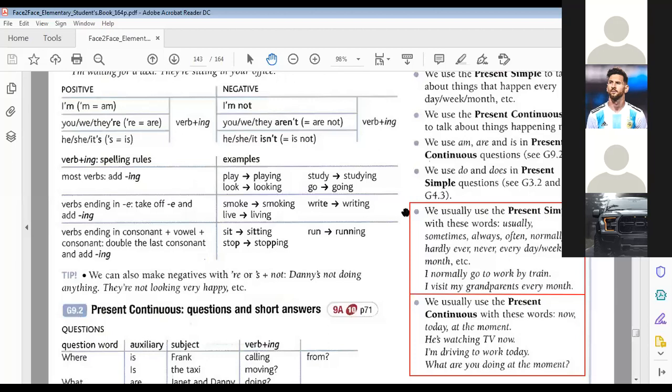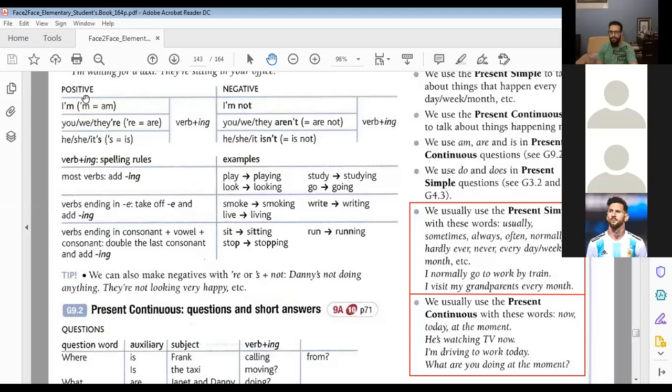Okay, the first rule, Abdulrahman, can you read the first rule, please? The one about present simple. Okay, we use the present simple with these words. Usually, sometimes, always, often, normally, hardly ever, never, every day, every week, every month. I normally go to work by train. I visit my grandparents every month.